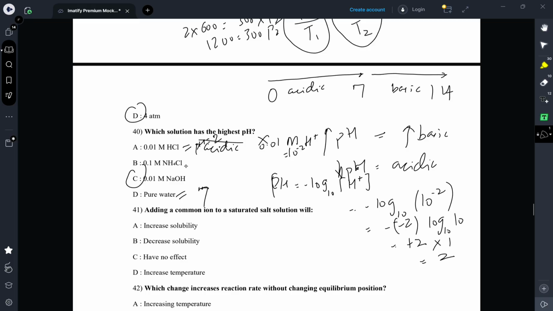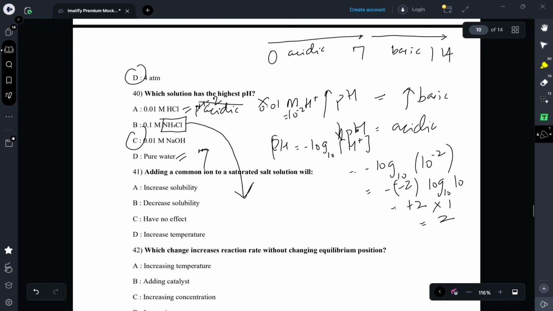And this one, you can also solve. Now this one is NH4Cl. This one is a salt. So to know the pH of a salt, we need to do salt hydrolysis. So NH4Cl. We need to find a base or an acid from which we can get NH4, and an acid or a base from which we can get Cl.